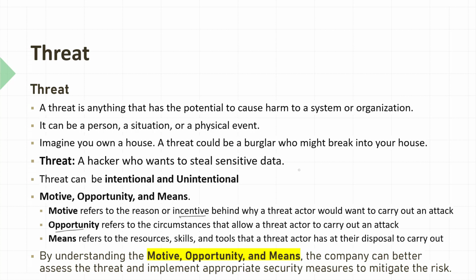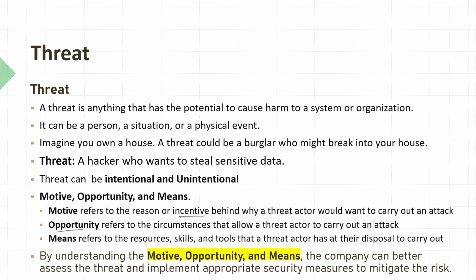So here the opportunity basically means circumstances which allow the threat actor to carry out an attack. Outdated vulnerabilities. Okay, there's no security guard. So that is basically called an opportunity, where the vulnerability situation can be exploited by the threat actor, such as unpatched software.